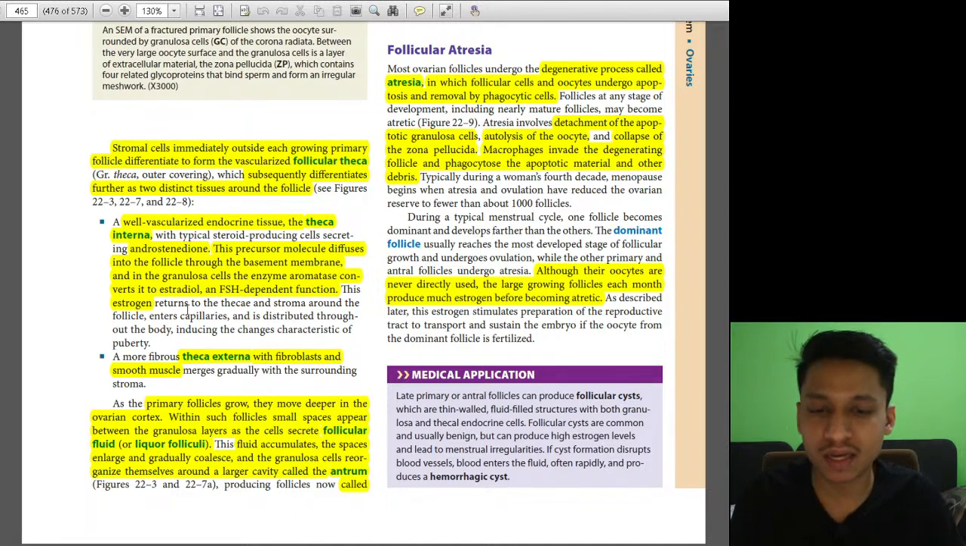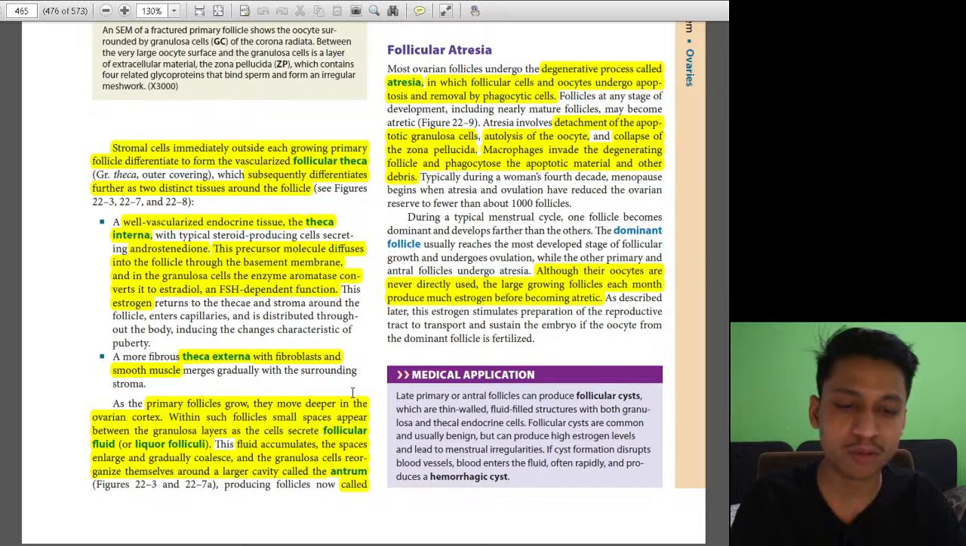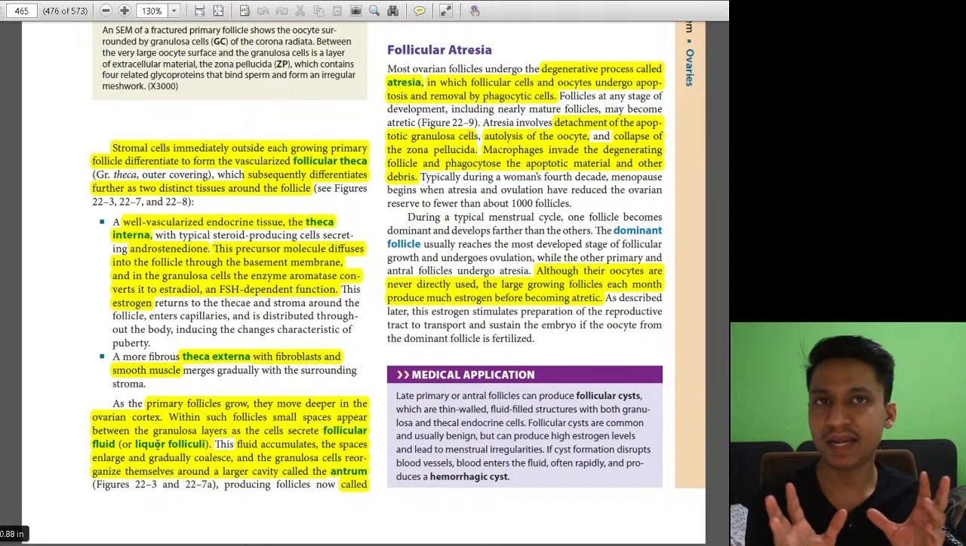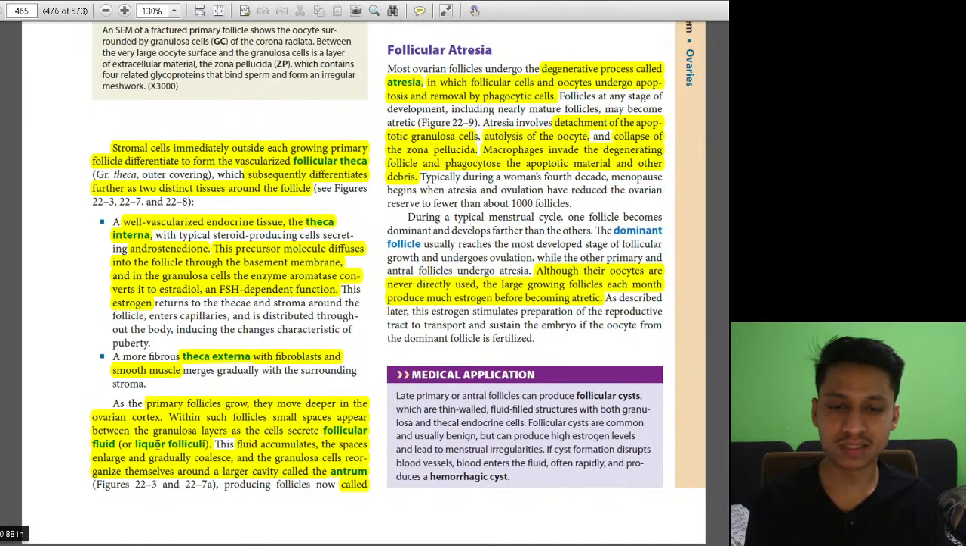Let's see what the theca externa does. A more fibrous theca externa with fibroblasts and smooth muscle merges gradually with the surrounding stroma. As the primary follicle grows, it moves deeper in the ovarian cortex. Within such follicles, small spaces appear between the granulosa layers as the cells secrete follicular fluid. This fluid accumulates in the spaces. Who secretes the follicular fluid? Who secretes this antrum? Granulosa cells.